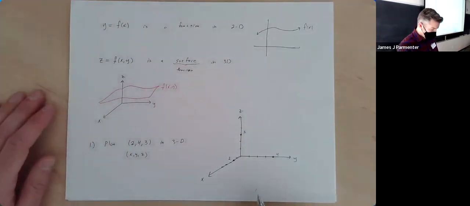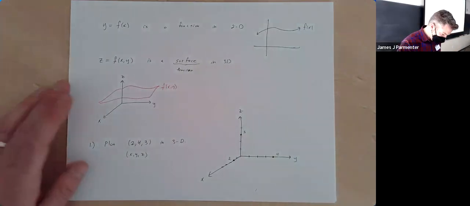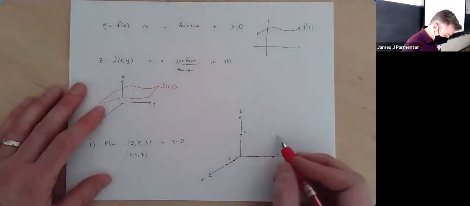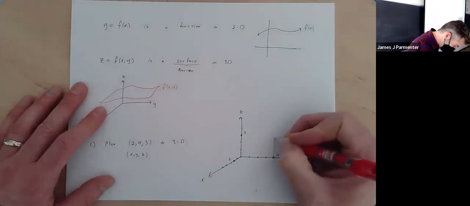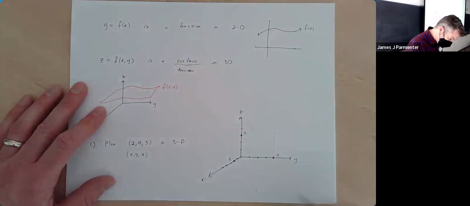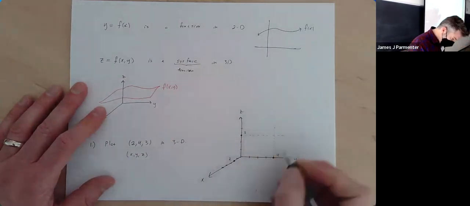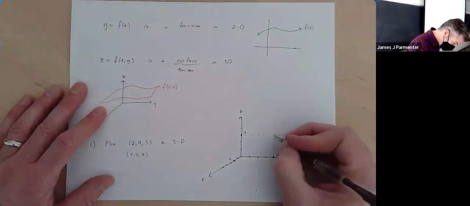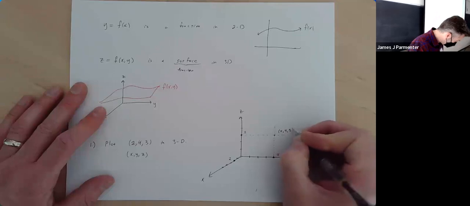Okay, so then what I often do is I just draw a box. You're not doing a lot of plotting of just a single point in 3 space, but it's good to think about how you would do it. So for this box, I'm going 4 in the y direction and 3 in the z direction. So this point here is the point 0, 4, 3.